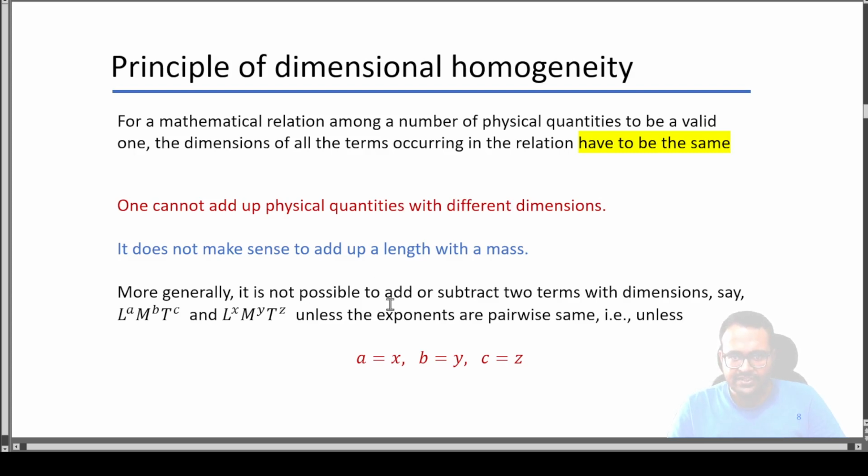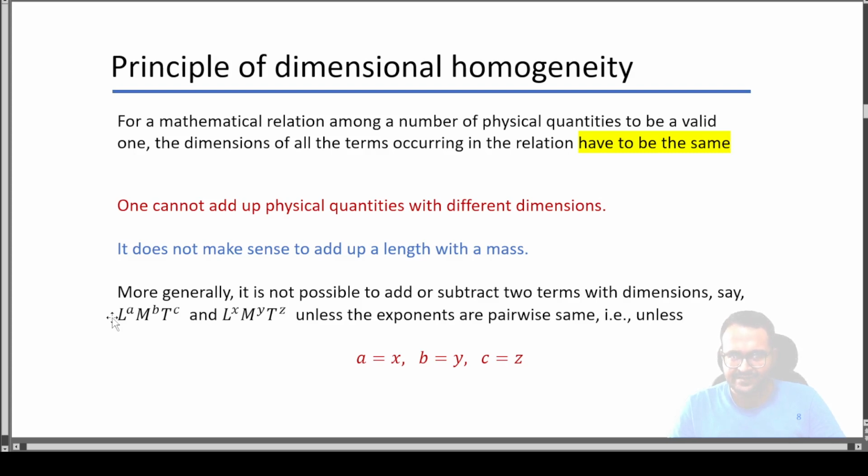So more generally, it is not possible to add or subtract two terms with different dimensions, even when the dimension may be complicated. The dimension may not be just L, T or M. The dimension could be the dimension of energy, dimension of torque or anything.